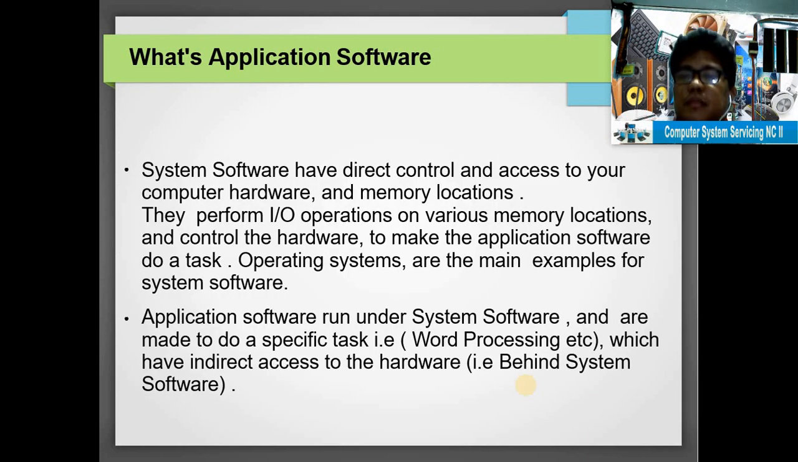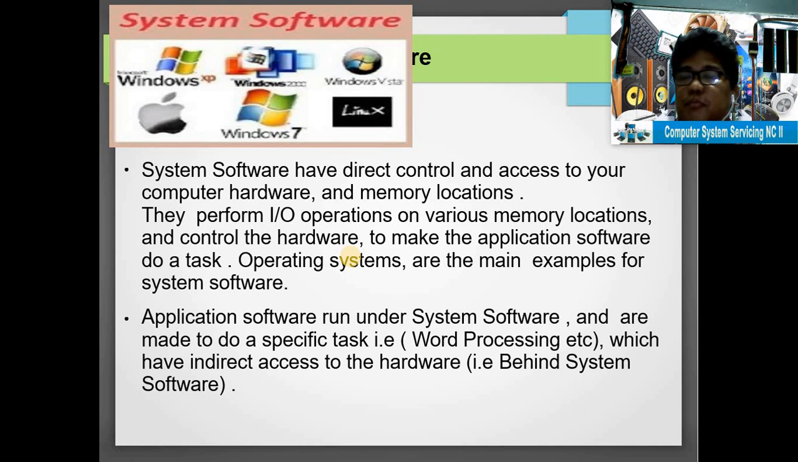And then, what's application software? So, basahin ko muna po. System software have direct control and access to your computer hardware and memory locations. They perform input-output operations on various memory locations and control the hardware to make the application software do a task. Operating systems are the main examples of system software. So, yun po ang example ng system software.